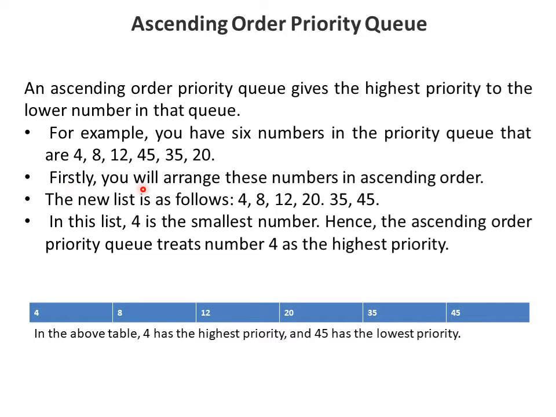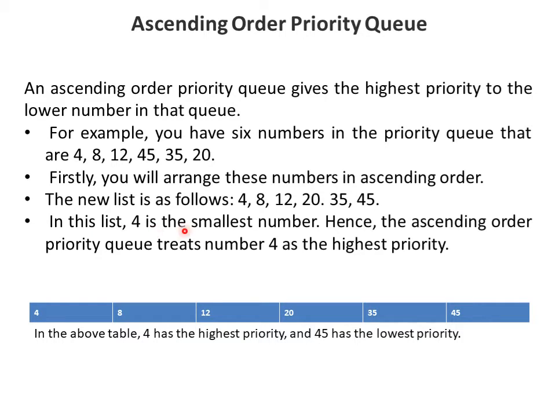For example, I am taking 6 elements: 4, 8, 12, 45, 30 and 20. These are random. First, what should we do? Firstly, you will arrange the numbers in ascending order. Here you can see 4, 8, 12, 20, 35 and 45.